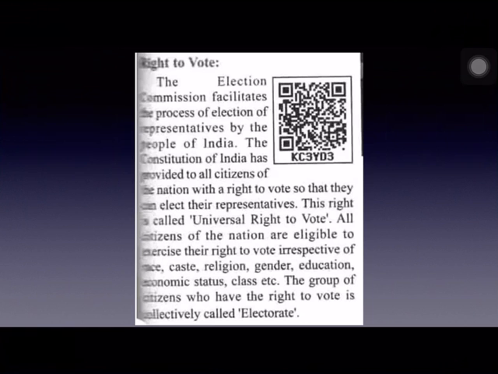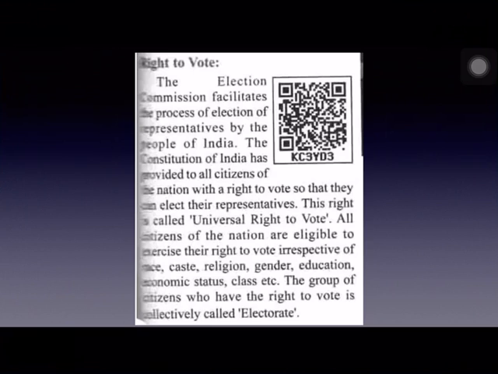Now the next requirement is right to vote. What are the other requirements for conducting these elections? People elect their representatives through these elections, and to elect their representatives, the first requirement is granting right to vote to the people. That is the first requirement for any elections.